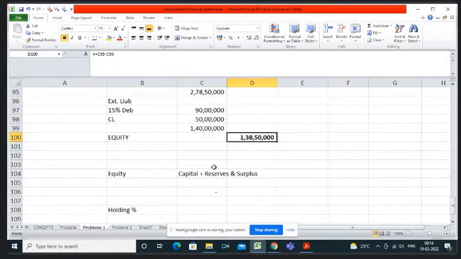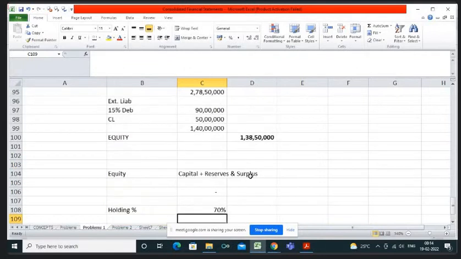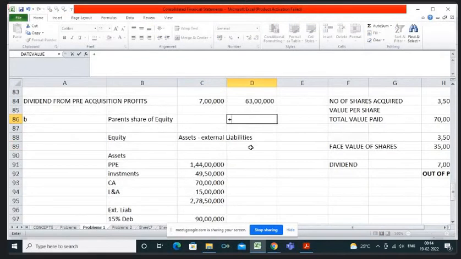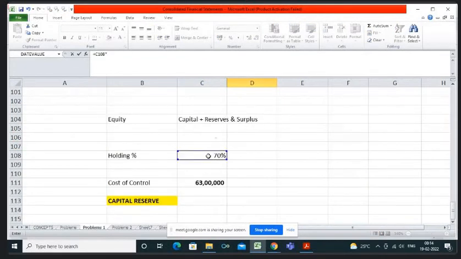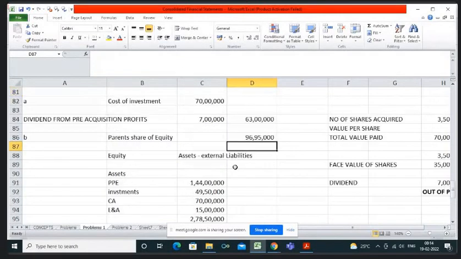So now what is the share of the holding company? The share of the holding company is 70%. So what is the parent's share of equity? The parent's share of equity will be 70% into 1 crore 38 lakh 50,000, which is 96 lakh 95,000.